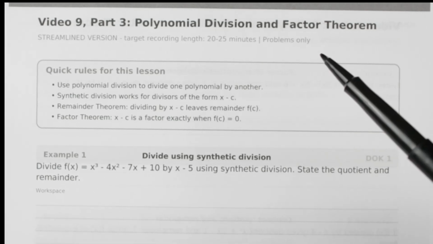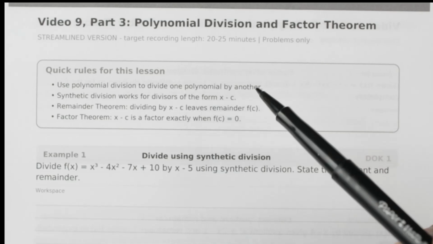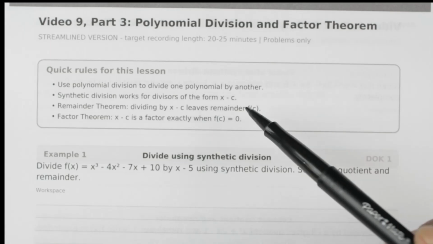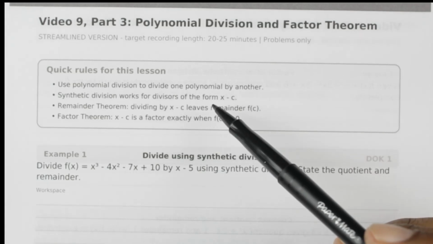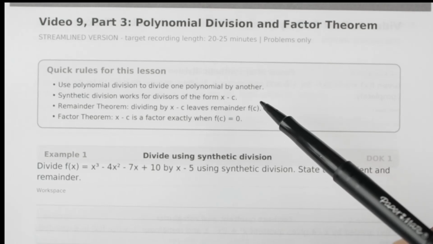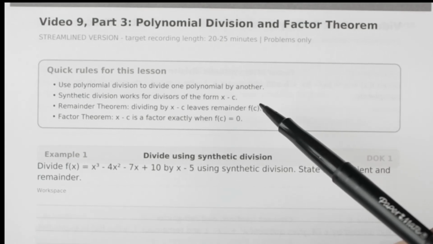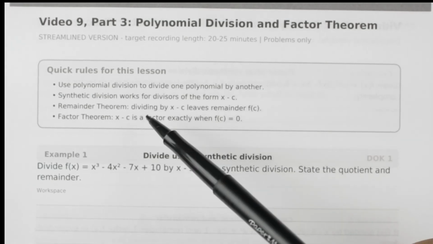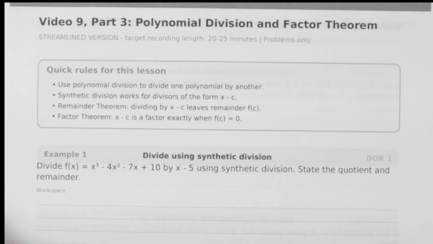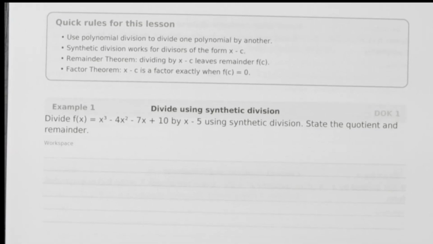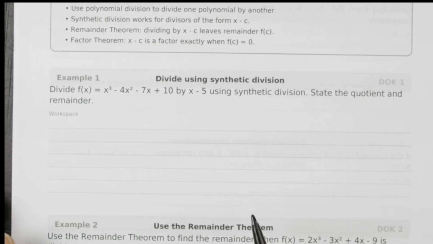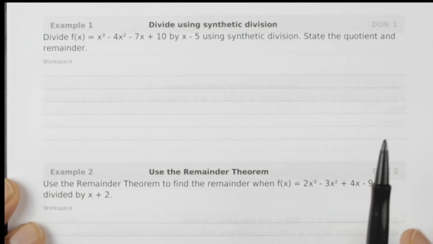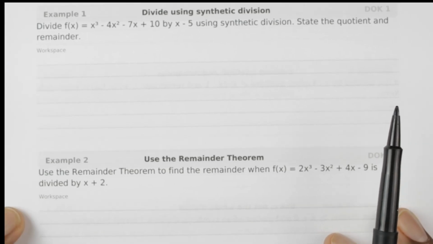First of all, synthetic division works for divisors in the form of x minus c. The remainder theorem says that dividing by x minus c gives a remainder of f of c. And the factor theorem says x minus c is a factor exactly when f of c is equal to 0. So the key idea is if we know a zero, we can use synthetic division to reduce the polynomial and then factor it further.